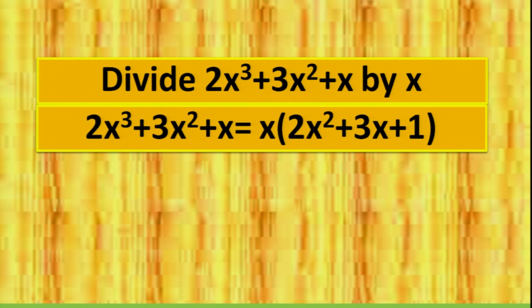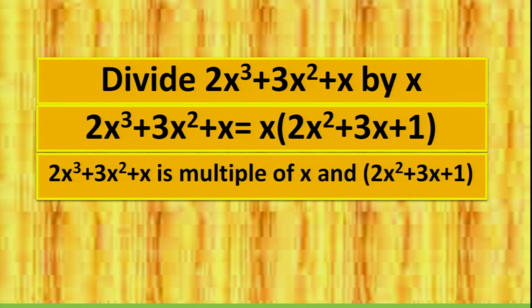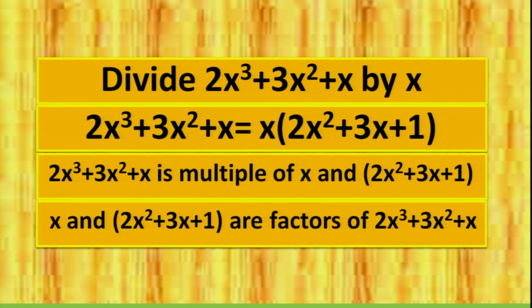In this case, x is a factor of 2x cube plus 3x square plus x, and 2x cube plus 3x square plus x is called a multiple of x and of 2x square plus 3x plus 1. Vice versa, x and 2x square plus 3x plus 1 are factors of 2x cube plus 3x square plus x.